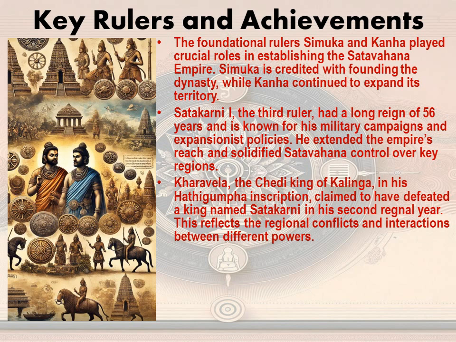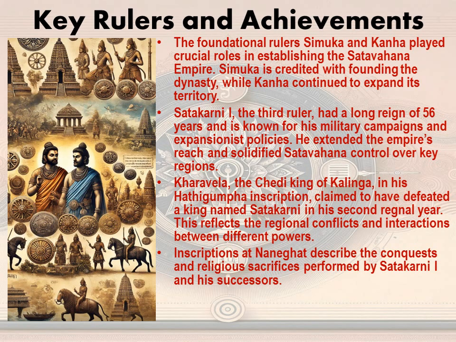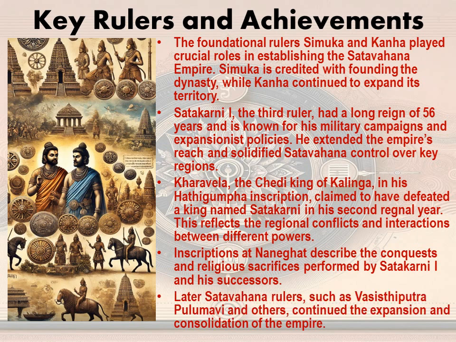And in that inscription, it is mentioned that in the second regnal year of King Kharavela, he defeated a king named Satakarni. This reflects the regional conflicts and interactions between different powers. So there was inter-regional conflict in the Indian subcontinent. Inscriptions at Naneghat describe the conquest and religious sacrifices performed by Satakarni I and his successors. So we get evidence of Vedic rituals being performed at the time of Satakarni I. Later Satavahana rulers such as Vasisthaputra Pulamavi and others continued the expansion and consolidation of the empire. So there were later rulers after Satakarni I, and they also continued to expand the dominion of the Satavahanas.